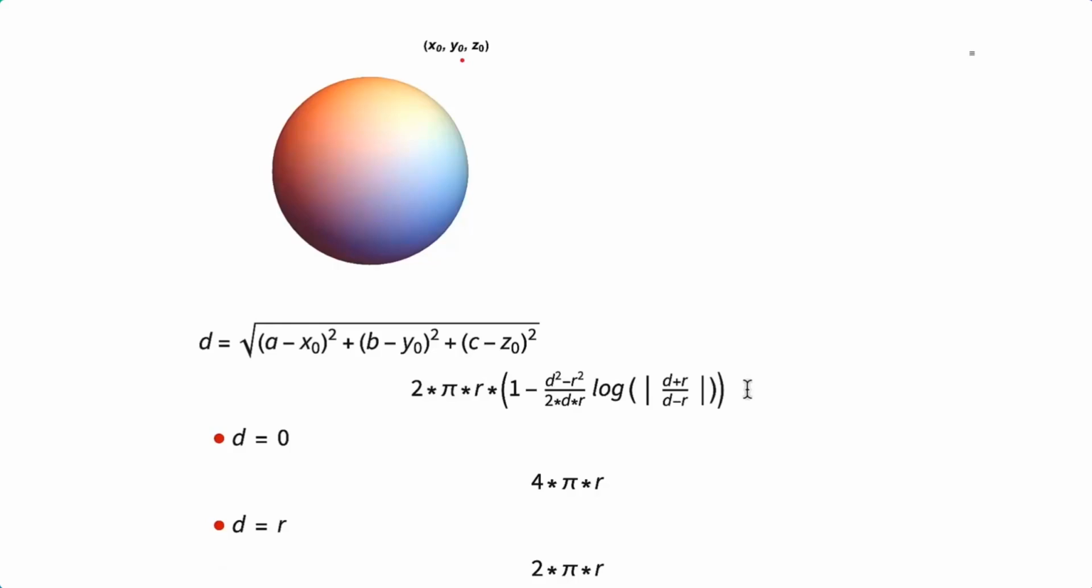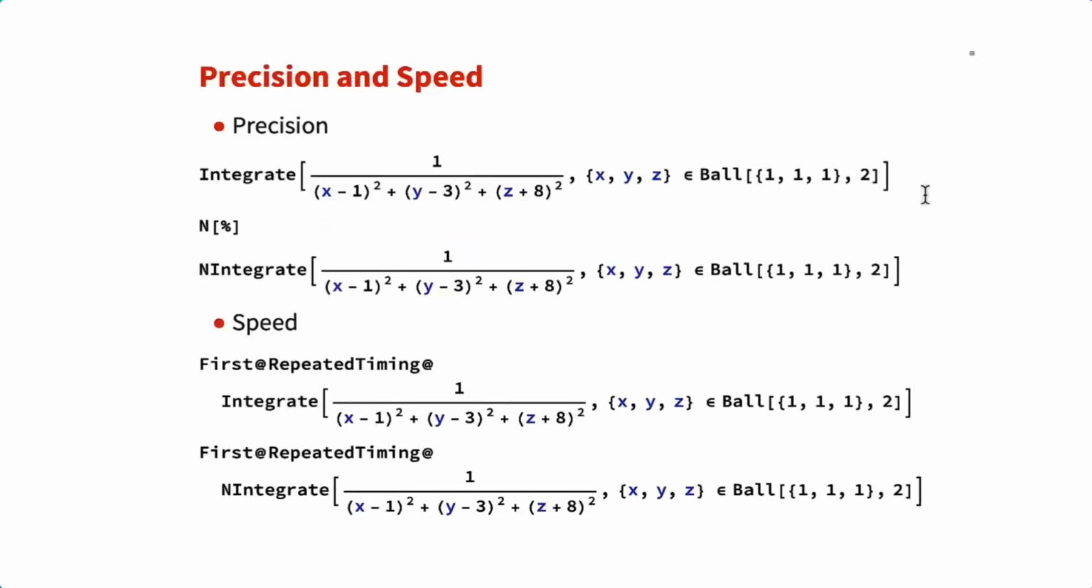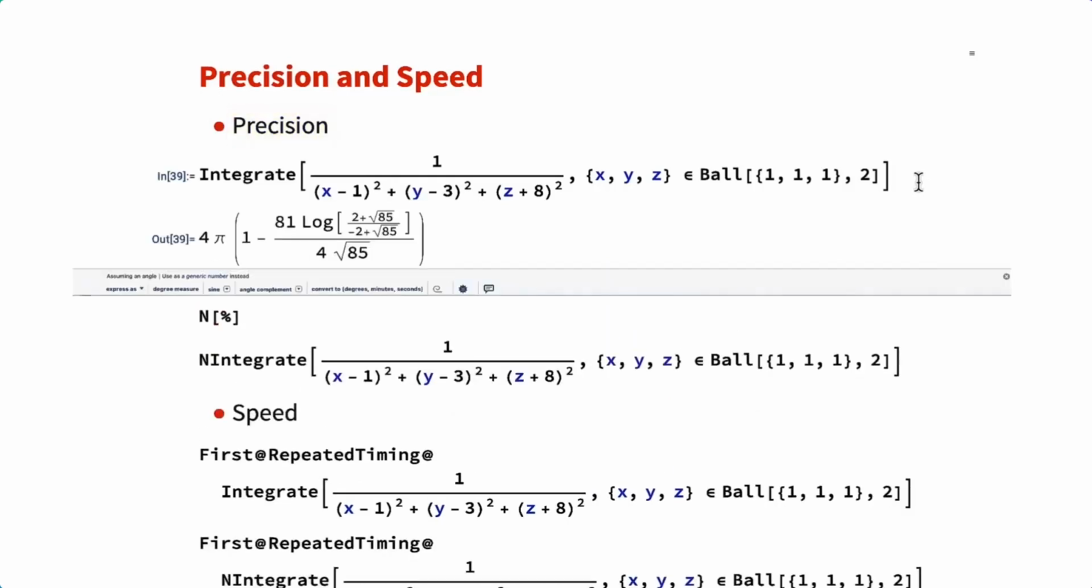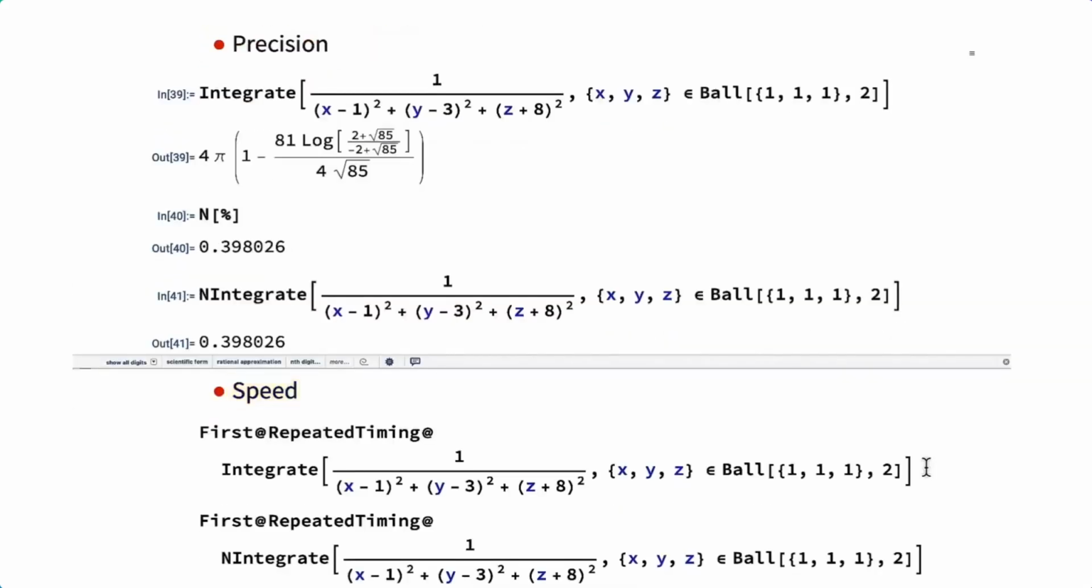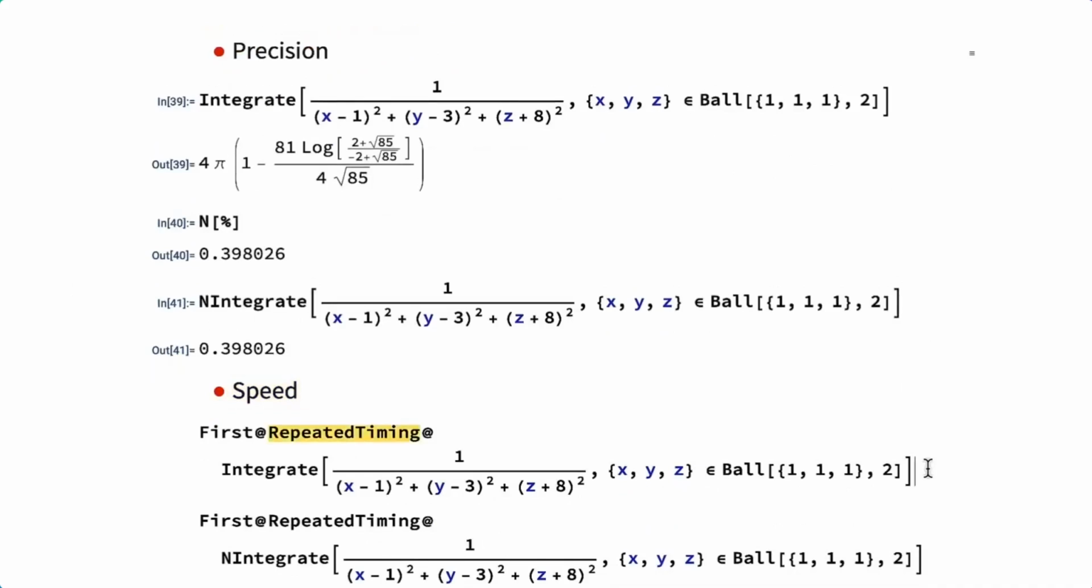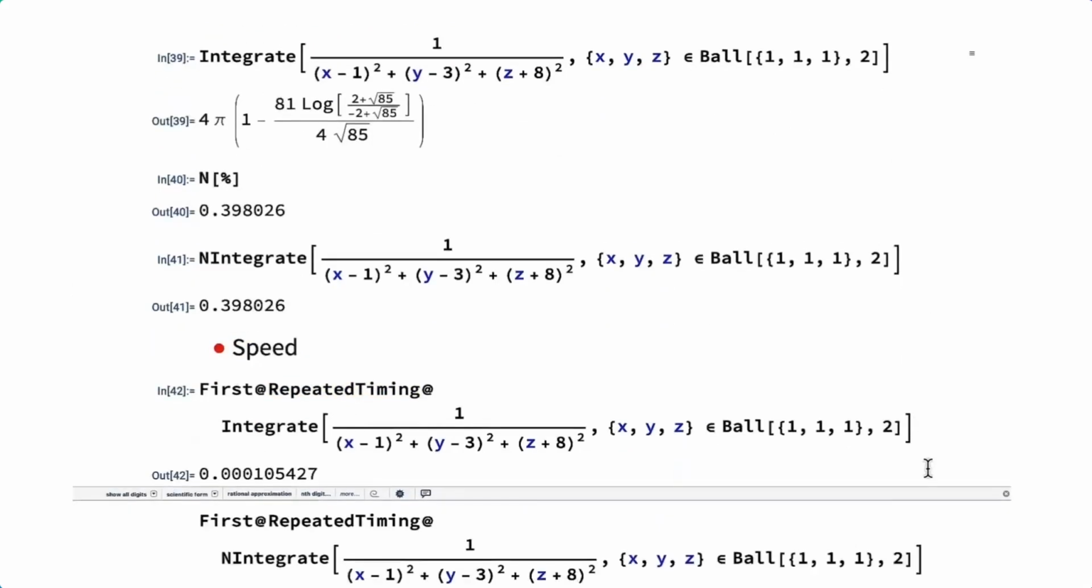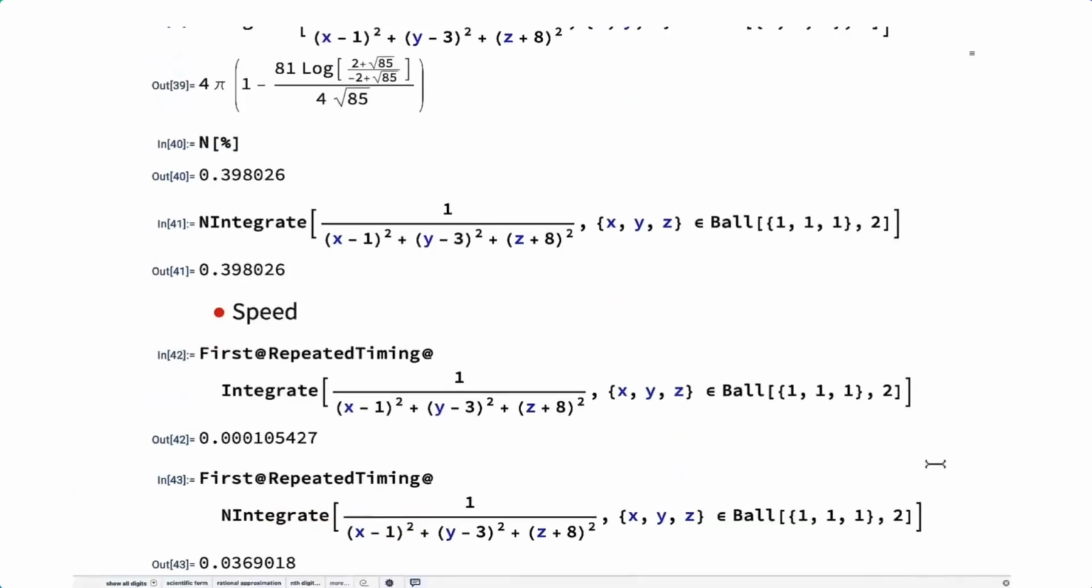Very nice. And so the two exceptions here are, one, when the point coincides with the center of the ball, and two, when the point is on the boundary of the ball. Again, by applying limits, we still get very nice formulas. So that exact formula is used when evaluating this integral in Mathematica. Again, it's precise. It gives you the exact answer. And now let's compare it to NIntegrate. And it is much faster than the numerical approximations. First, the repeated timing of Integrate, and now of NIntegrate.